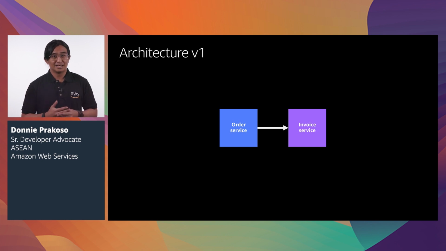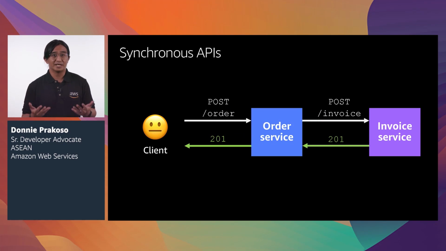Let's assume that we are building an e-commerce application. We have an order service to process orders and an invoice service to handle payment from our users. This is a really standard synchronous API-based service. In this case, when a client makes a request to the order service, it has to make downstream requests to the invoice service. And once it gets a successful response, it can respond back to the client with a success message and provide the confirmation number for the customers, and everything works well in this case.